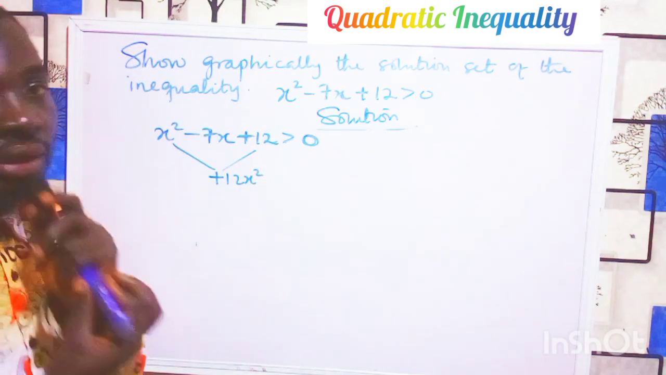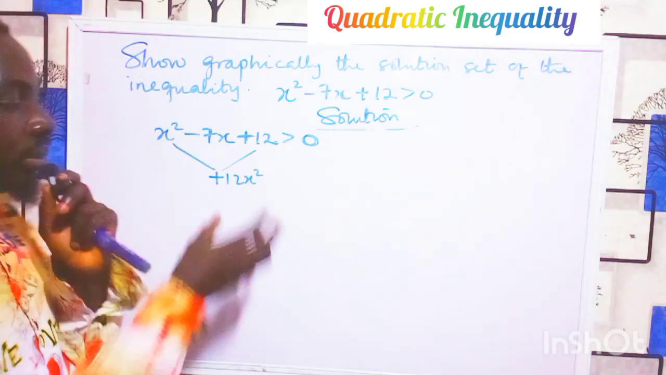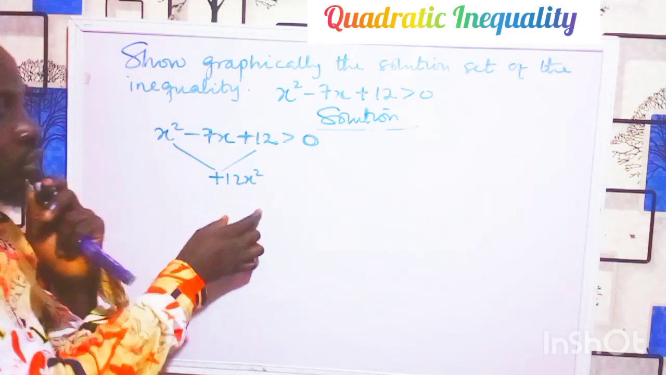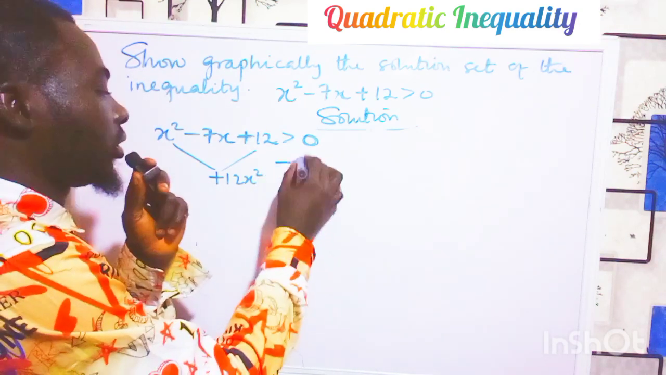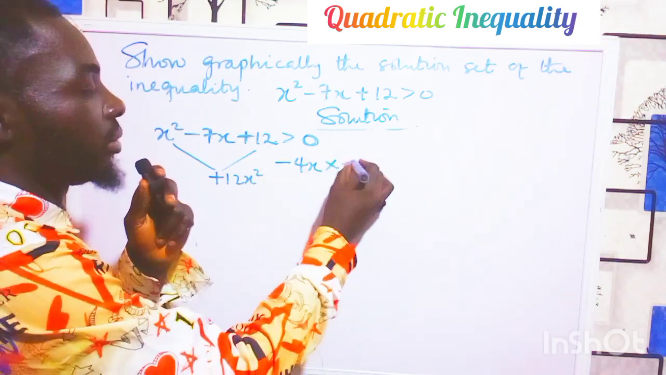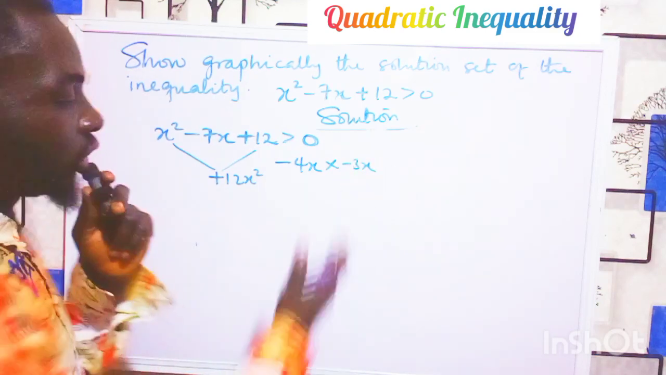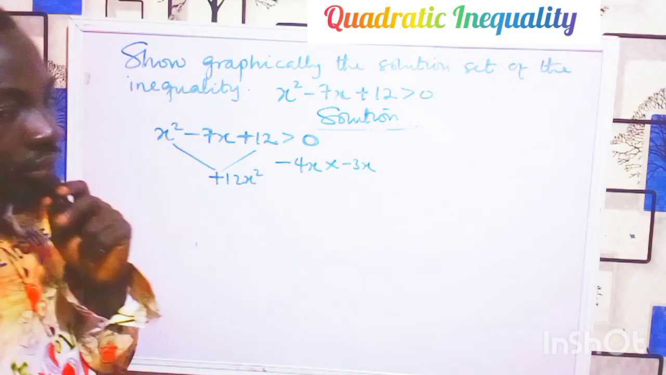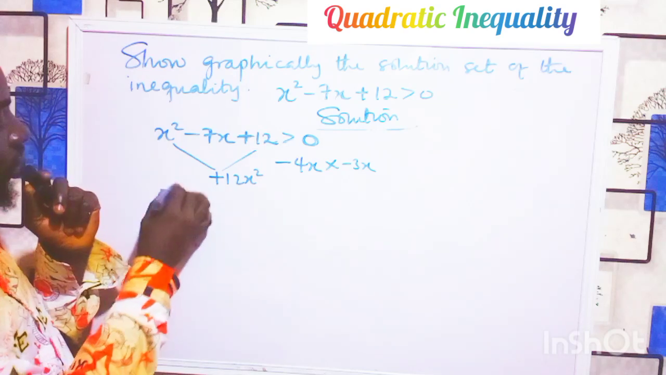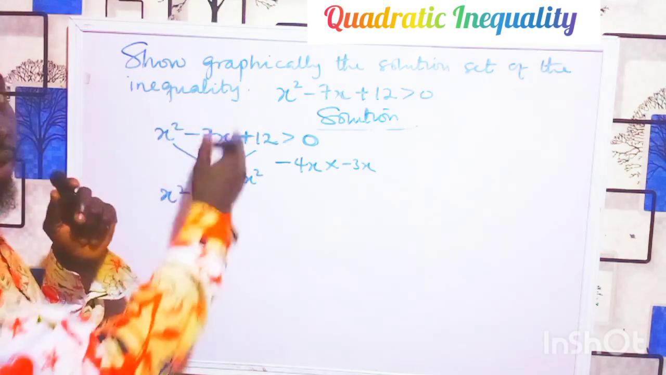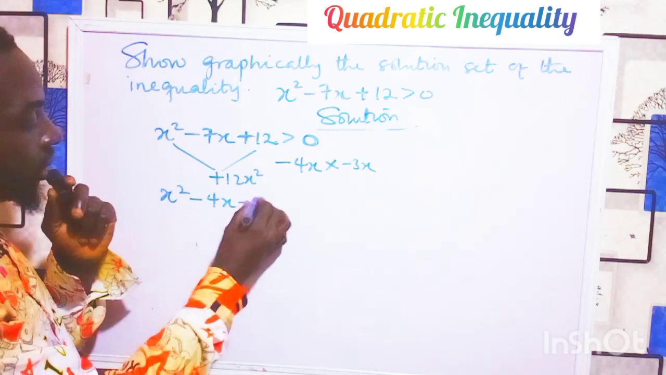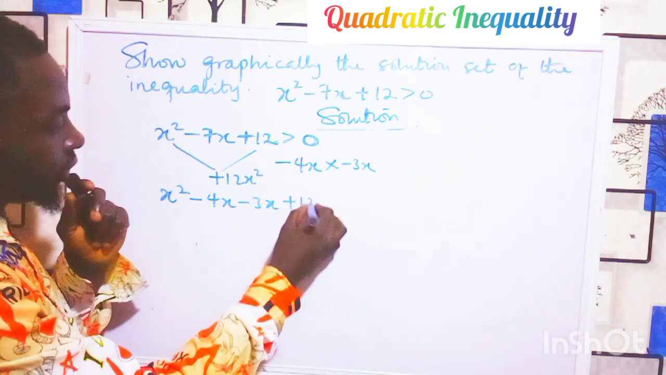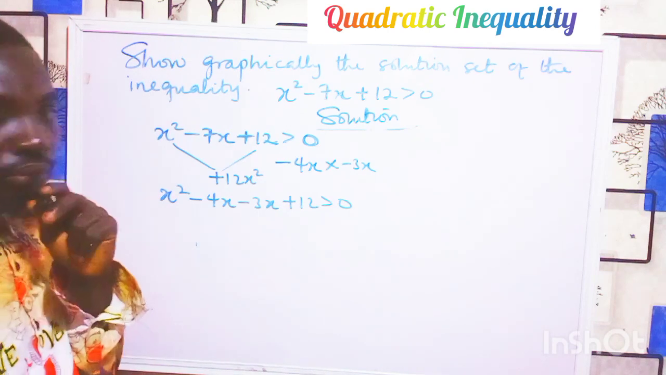Then we look at the numbers that we multiply together to give us plus 12x squared, and if we add them, give us minus 7x. That is minus 4x multiplied by minus 3x, or minus 3x multiplied by minus 4x, any of the two. Then we come here, x squared. We replace the one at the middle with these two factors. That will be x squared minus 4x minus 3x plus 12 greater than 0.